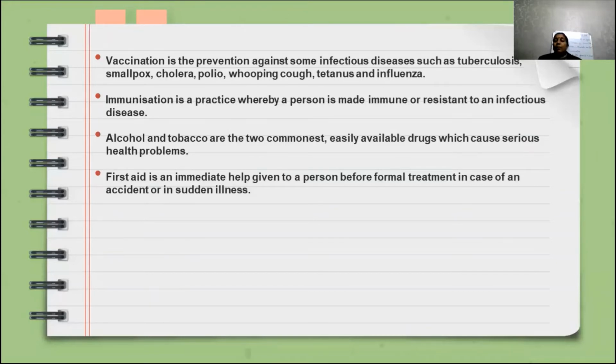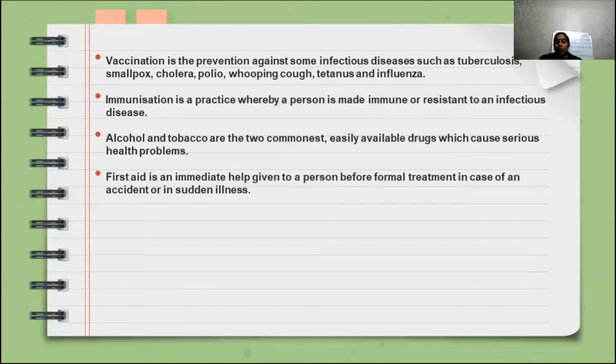And Table 9.2 is there in the book. That is very important. I think 6 diseases are mentioned here: malaria, influenza, measles, dengue, chikungunya, and HIV.